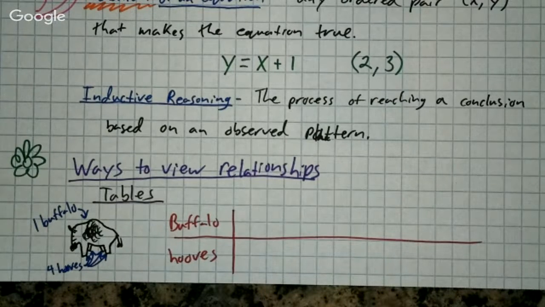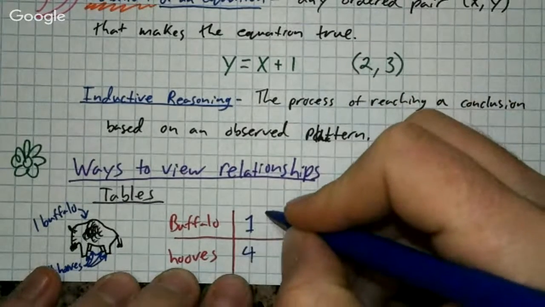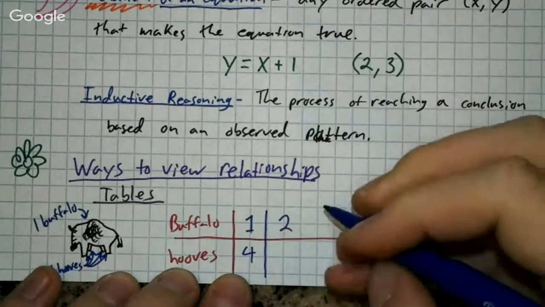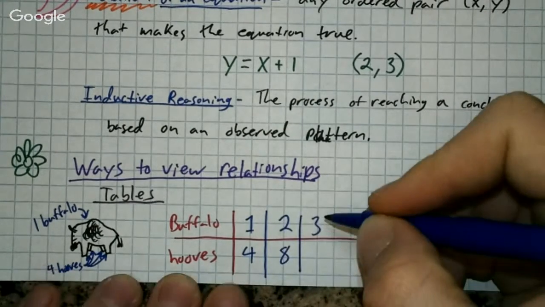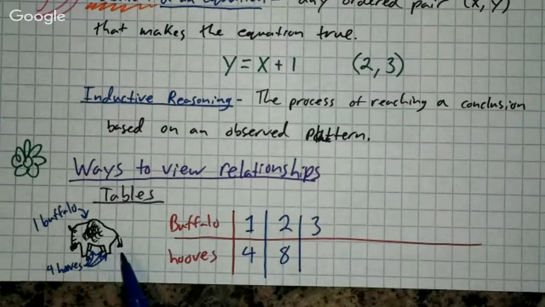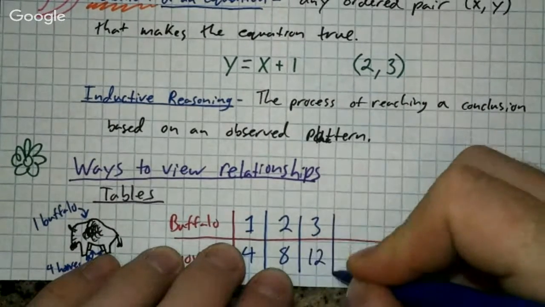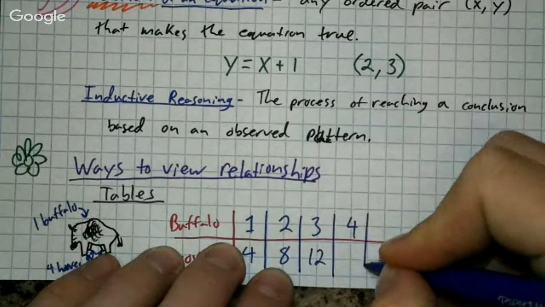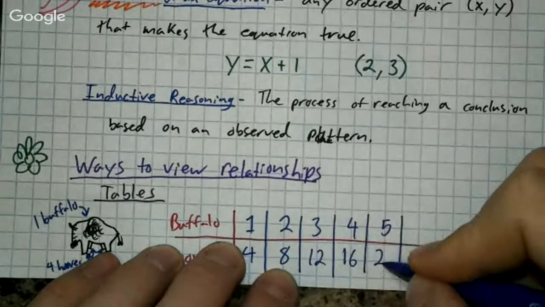Okay, and then let's fill in this relationship. If I had 1 buffalo, I would have 4 hooves. If I had 2 buffaloes, I would have 8 hooves. If I had 3, I have 4, 1, 2, 3, 4, 1, 2, 3, 4, I would have 12 hooves. If I had 4 buffaloes, I would have 16 hooves. If I had 5 buffaloes, 20.